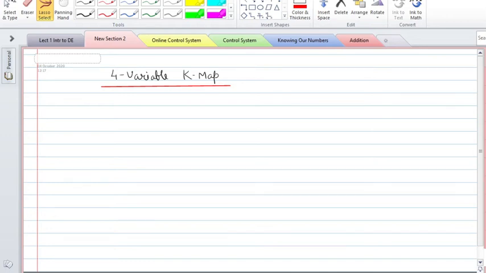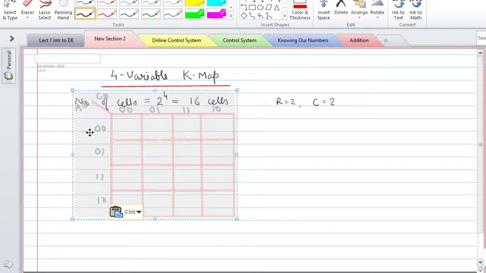Hello friends, now let us see minimization using 4 variable K-map. In case of 4 variable K-map, the number of cells will be equal to 2 raised to power 4, that is 16 cells are there, and these 16 cells are represented by 2 rows and 2 columns. Okay, and it looks like this.